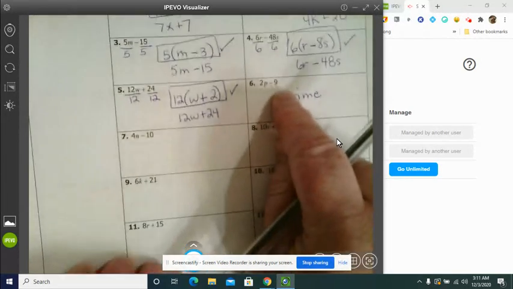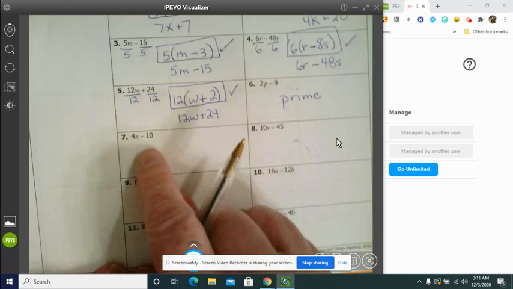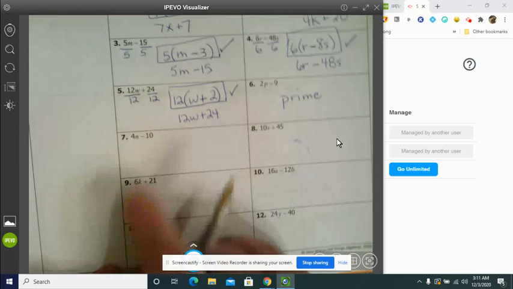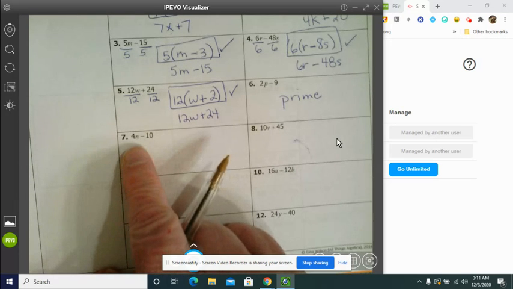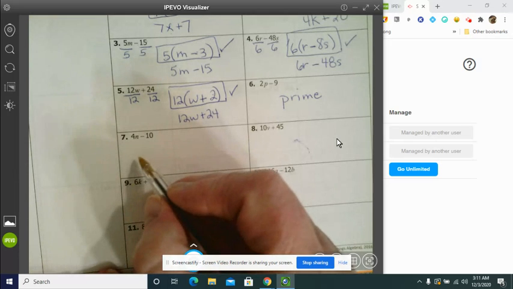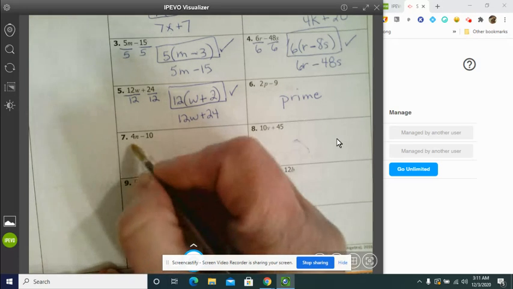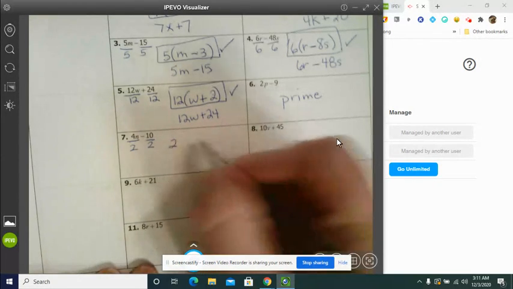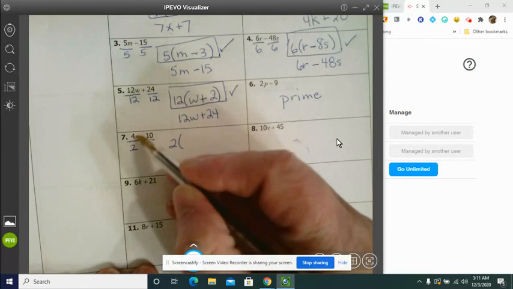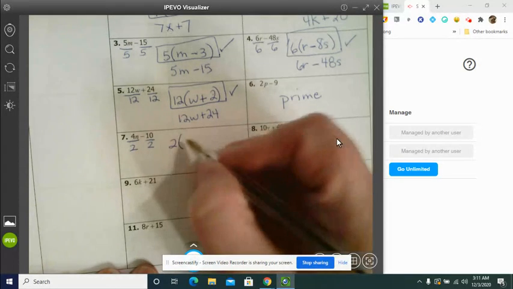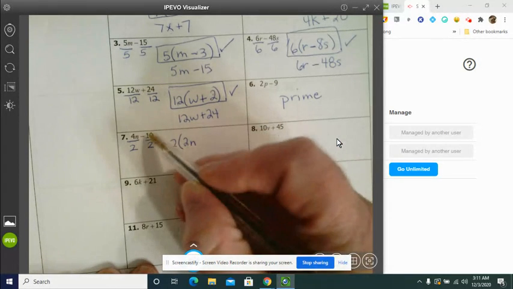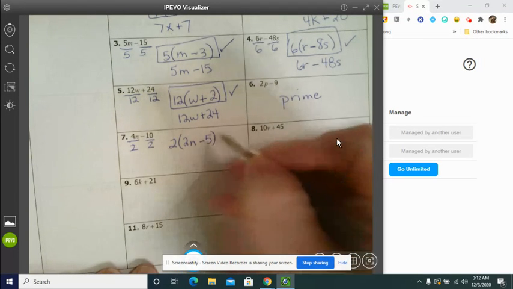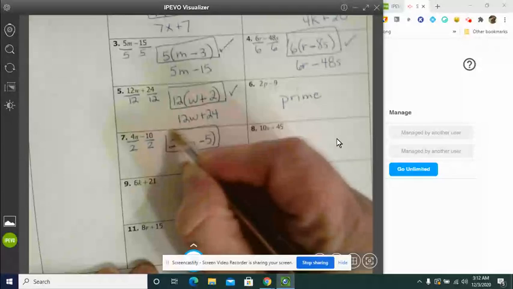Okay? So next, we're going to move down to number 7. 4n minus 10. Well, in this case, I can't factor out the 4, but I can factor out a 2 because they're both even numbers. So I'm going to divide them both by 2. So I'm going to put my 2 on the outside of my parentheses. 4n divided by 2 becomes 2n. Negative 10 divided by 2 becomes negative 5. So that's what I think my answer is.